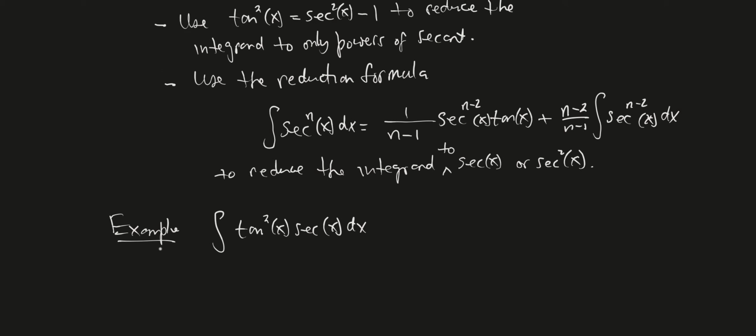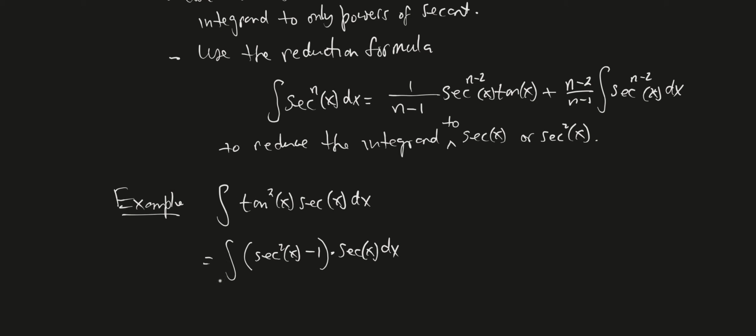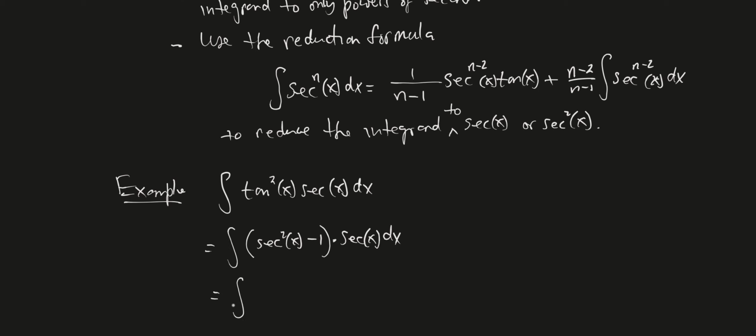So what are we going to do? We're going to replace the tangent squared with secant squared minus 1. That way, the integrand will have only powers of secant. So we will have the product of secant squared x minus 1 times secant x. Distribute the secant x, and this gives us secant to the third power minus secant x dx.